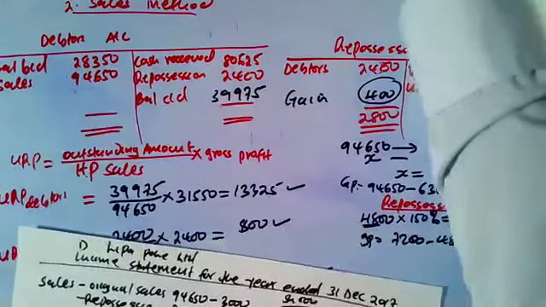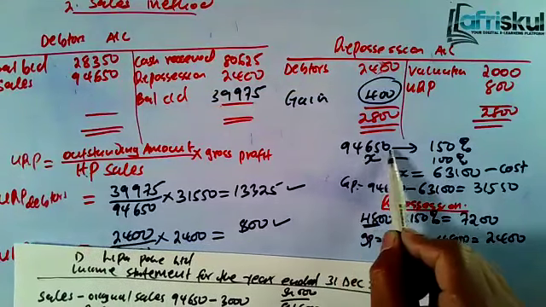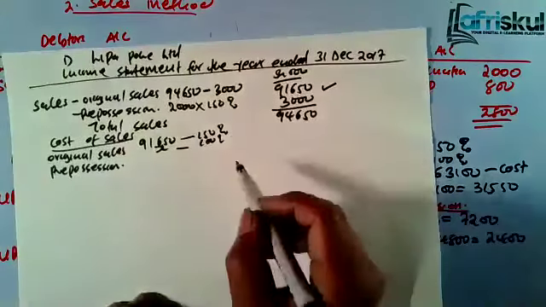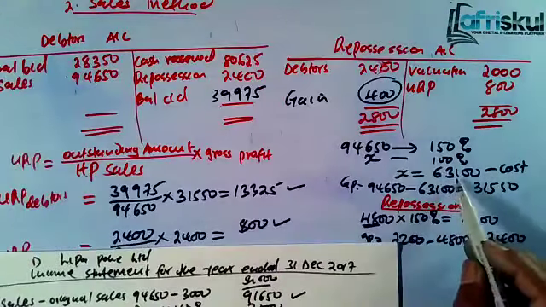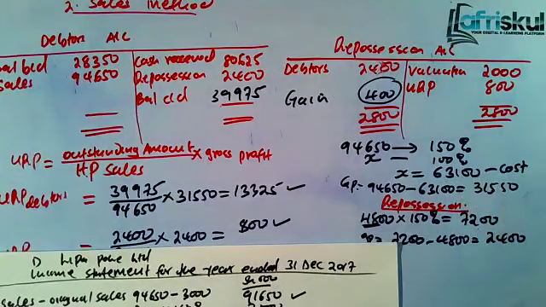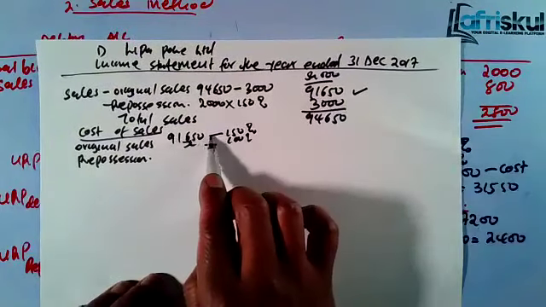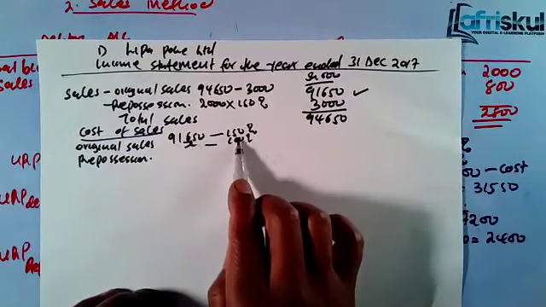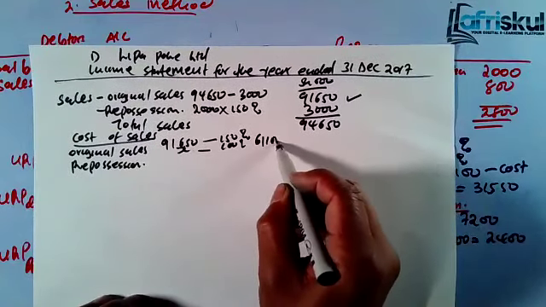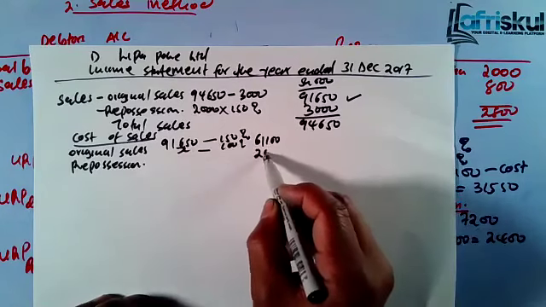And it's the same as what you had gotten here. You see here the X, 94,650 was 150%. What about 100%? We got 63,100, but this one included the repossessed goods of 2,000. But you can just do with this, that the original sales is 91,650, the same as 150%. What about 100%? How much will it be? And you'll get 61,100. On repossession, the cost we have seen is 2,000.